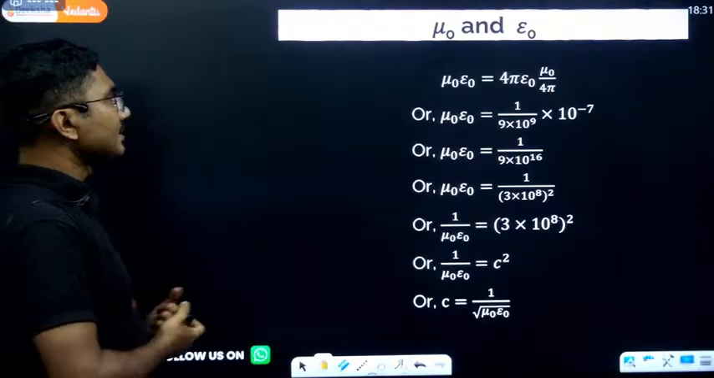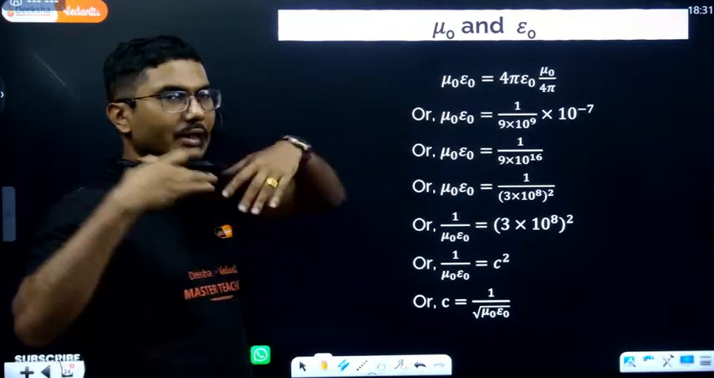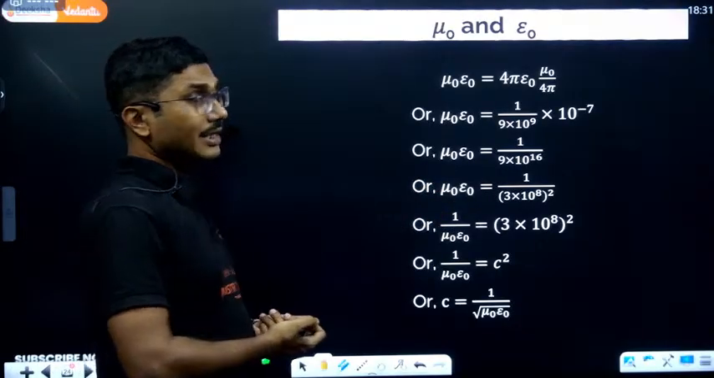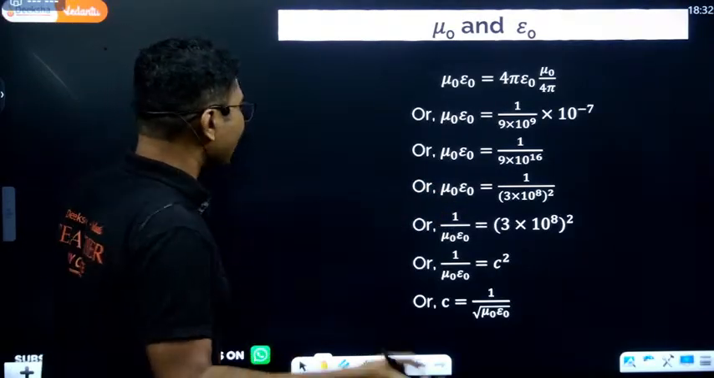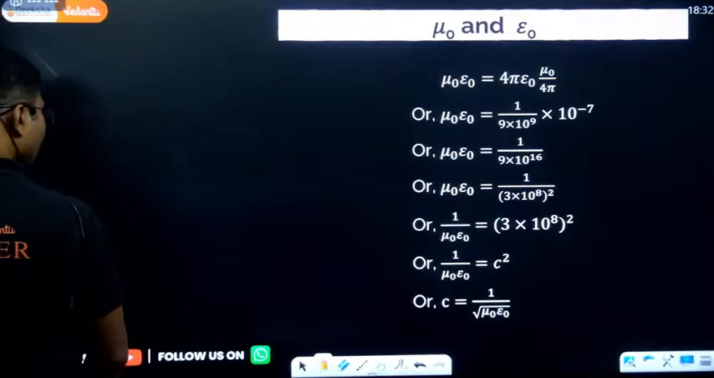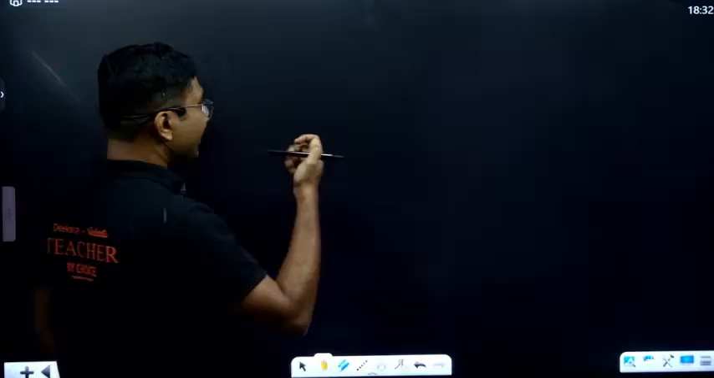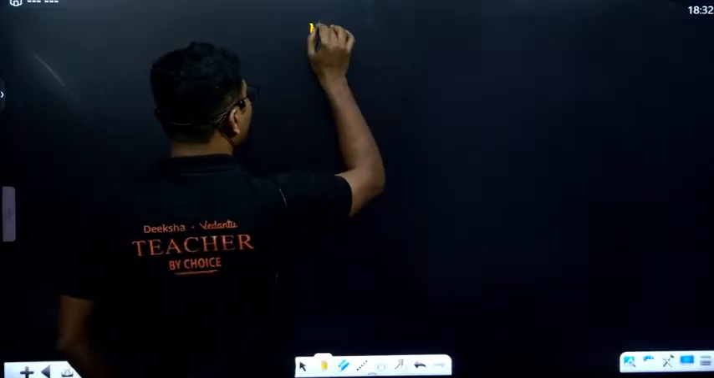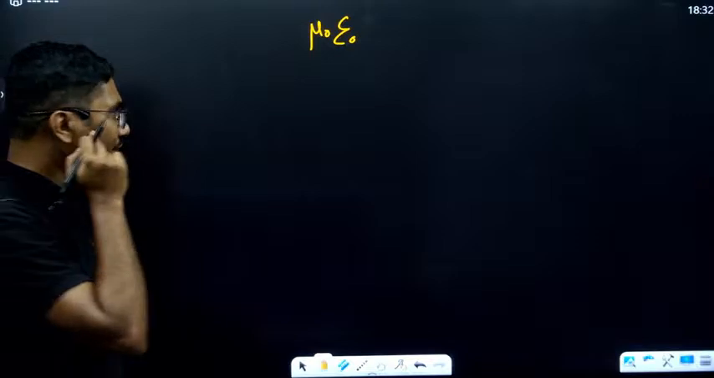Okay, now let us look into a small derivation. This derivation we will use in our other chapter, electromagnetic waves, as well, but just for us, a very simple calculation. I will show you. Let's not spoil the fun. So what we are trying to do is find the value of mu naught into epsilon naught.